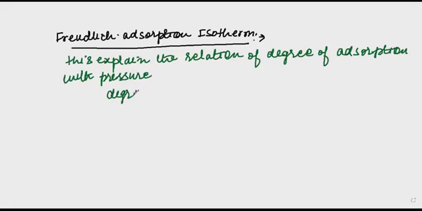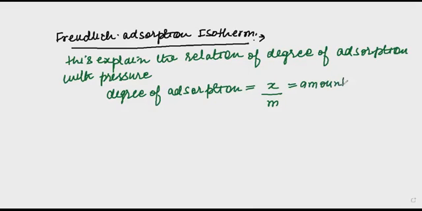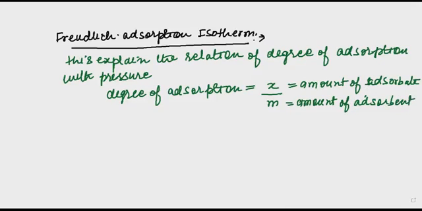We know that degree of adsorption is represented by x upon m. x means amount of adsorbate and m means amount of adsorbent. So he found the relation with the help of a graph, and we draw the graph of x upon m with p, and the graph moves like that.